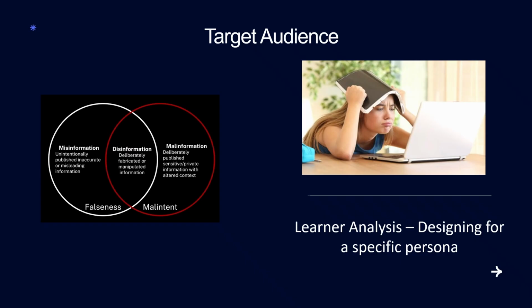To design effectively, we analyzed our audience through the lens of information types. We distinguish between misinformation, which is unintentional errors, disinformation, deliberate lies, and malformation, harmful truths. Understanding these nuances is the first step in our learner's journey.